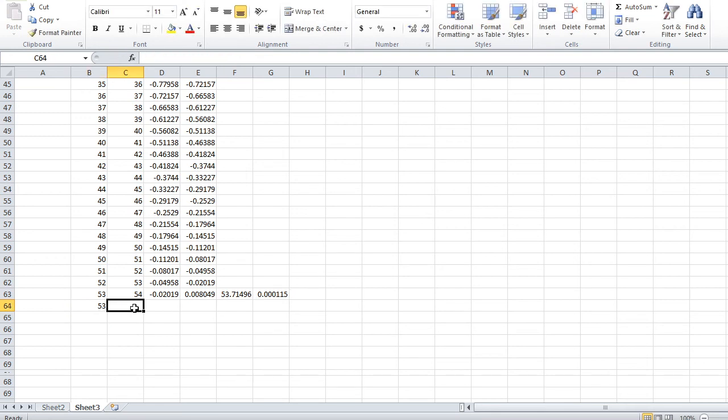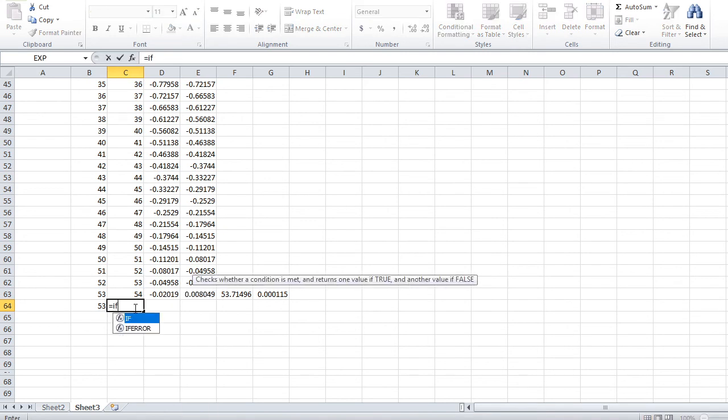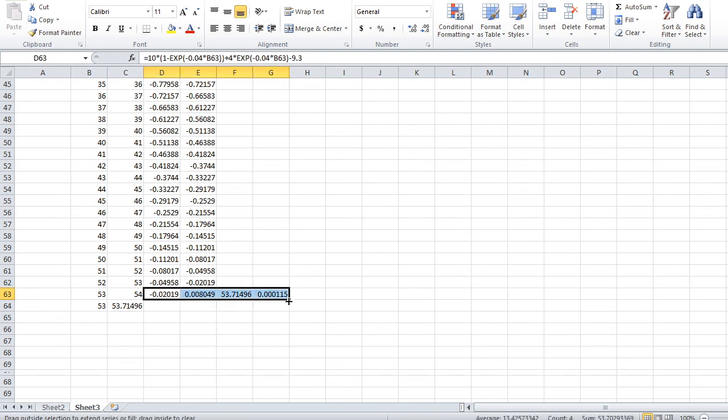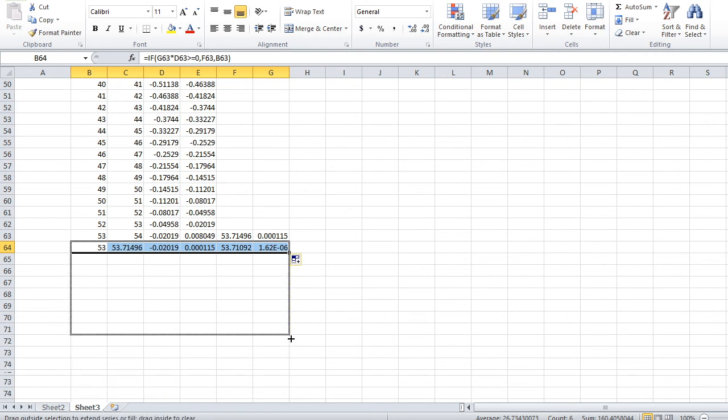Similarly put the same formula here: equal IF, f of tr multiply f of tl is greater than or equal to 0, take the value of tr, otherwise take the value of this one. Now drag down and drag it up to the values where we get f of tr equal to 0.